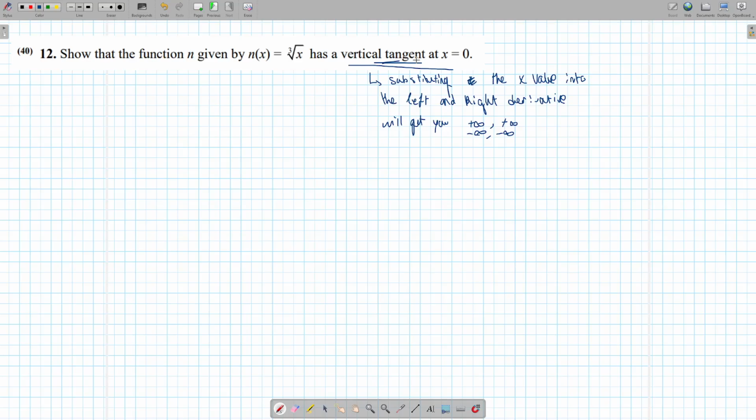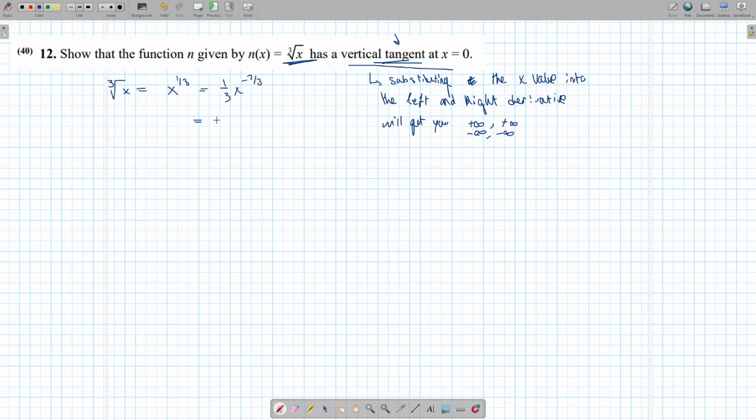Why? Because a vertical tangent means a vertical line, and vertical lines have an infinite slope. That's why. So anyways, how do we show that it has a vertical tangent at x equals 0? Did they tell you to use the definition of the derivative? They didn't tell you this, right? So you can just differentiate normally to find the derivative. What's the derivative of cube root of x? It's the same as saying x to the power of 1 over 3, which gives 1 over 3, x to the power of minus 2 over 3, right?